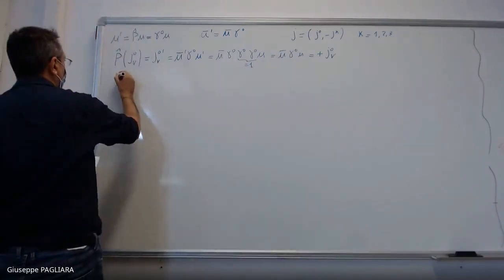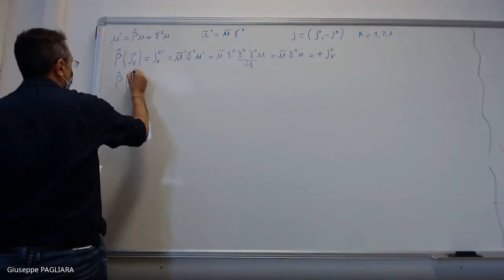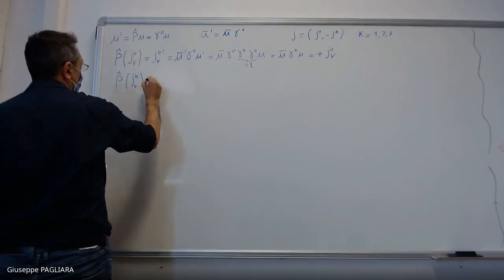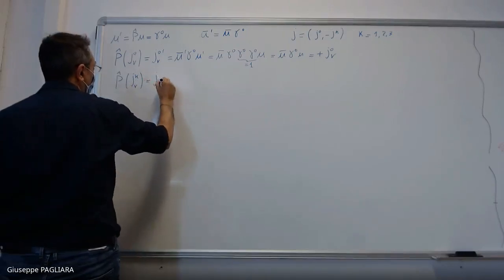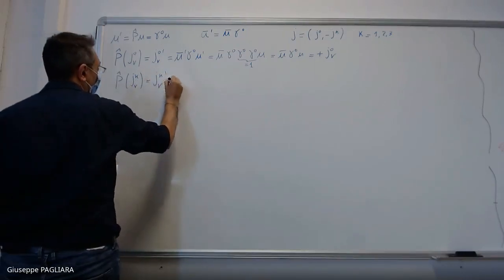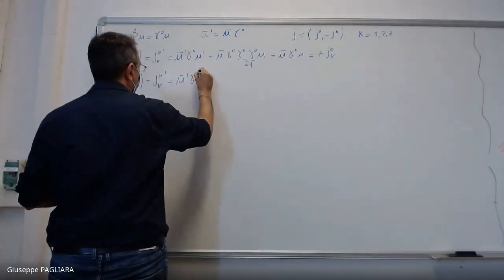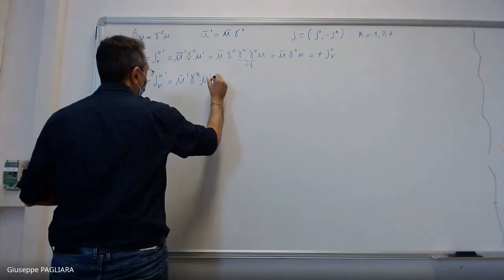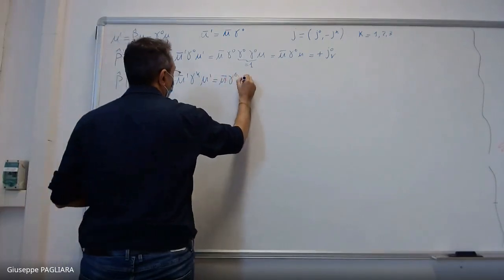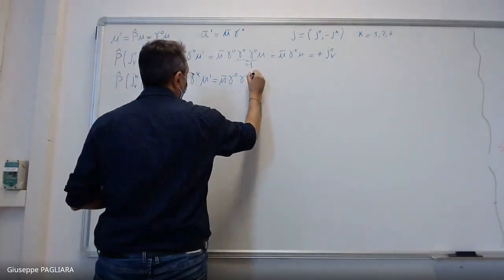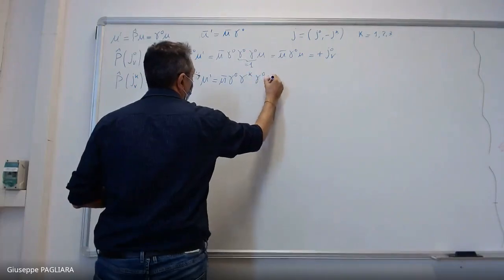Let's work out now the spatial component, Jk vector. So this is Jk prime. Okay? So this is now u prime bar gamma k u prime, and this is u bar gamma 0 gamma k gamma 0 u.